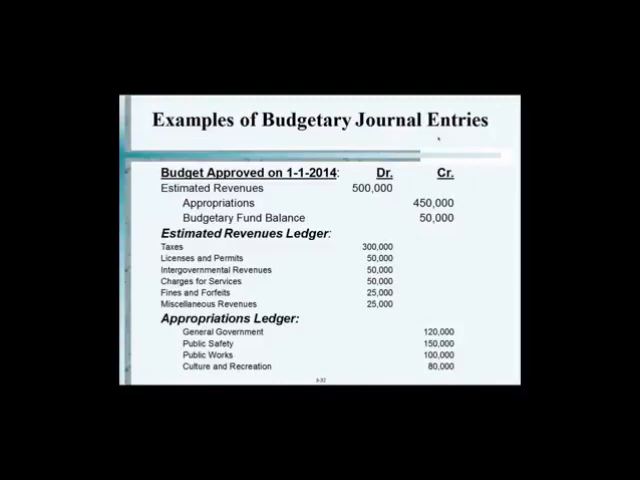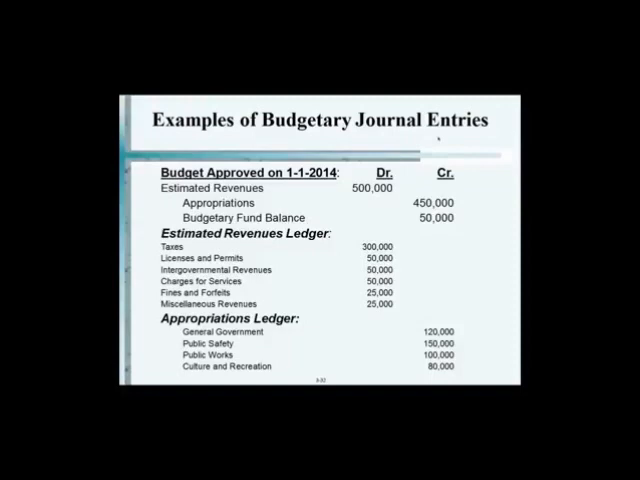This is the journal entry which is made by every single government every year when the budget is passed. Estimated revenues is debited, appropriation, which is estimated expenditures, is credited, and budgetary fund balance. And what confuses students is they say revenues. Geez, I thought revenues always had a credit balance. Estimated.